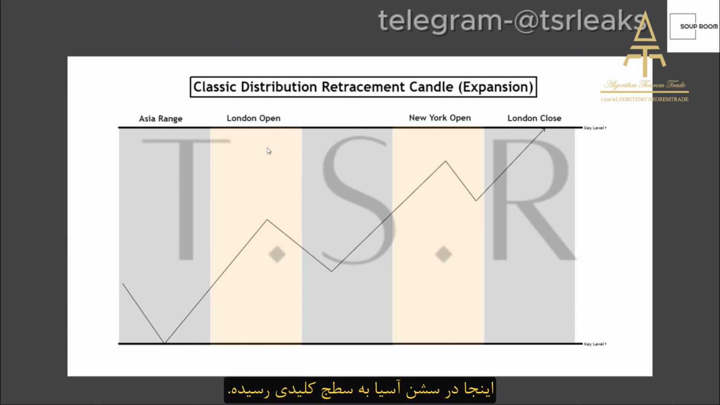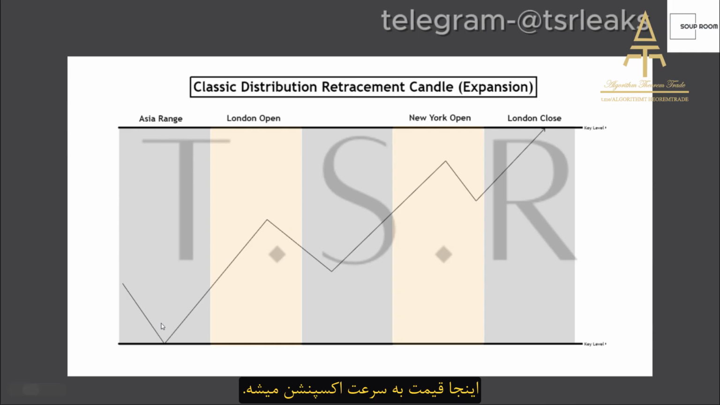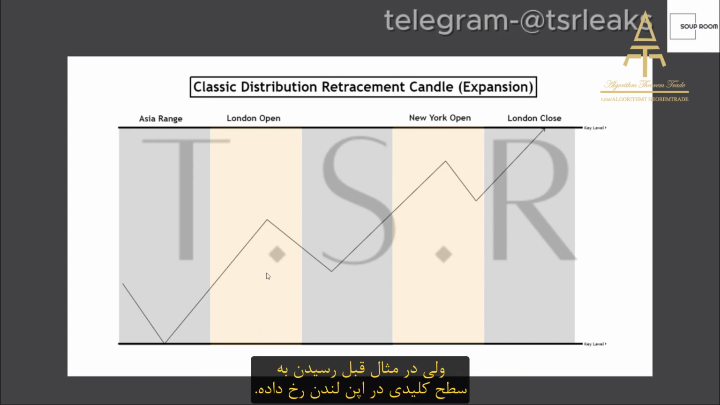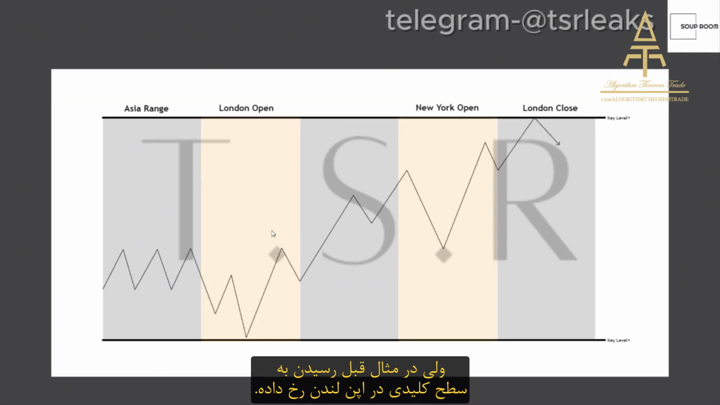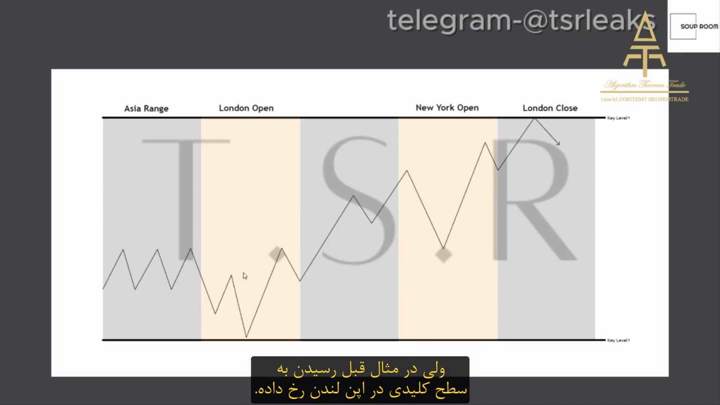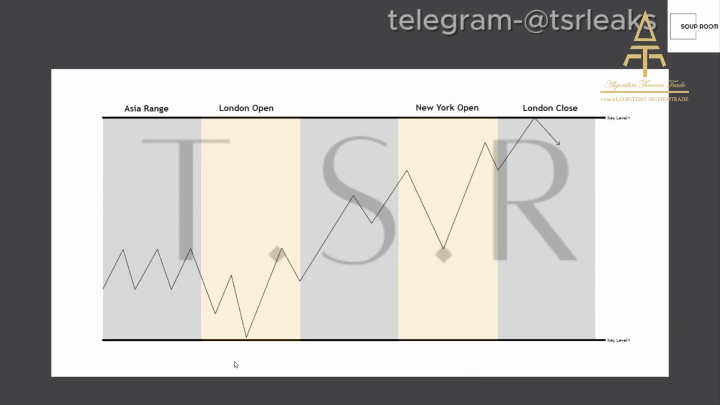So in this profile, we actually see the key level being tapped during the Asia opening kill zone. When this happens, price will expand right away off the start and not tap into a key level during the London Open. So unlike the first example right here, as you can see, we tapped the key level and had a manipulation event during the London Open.